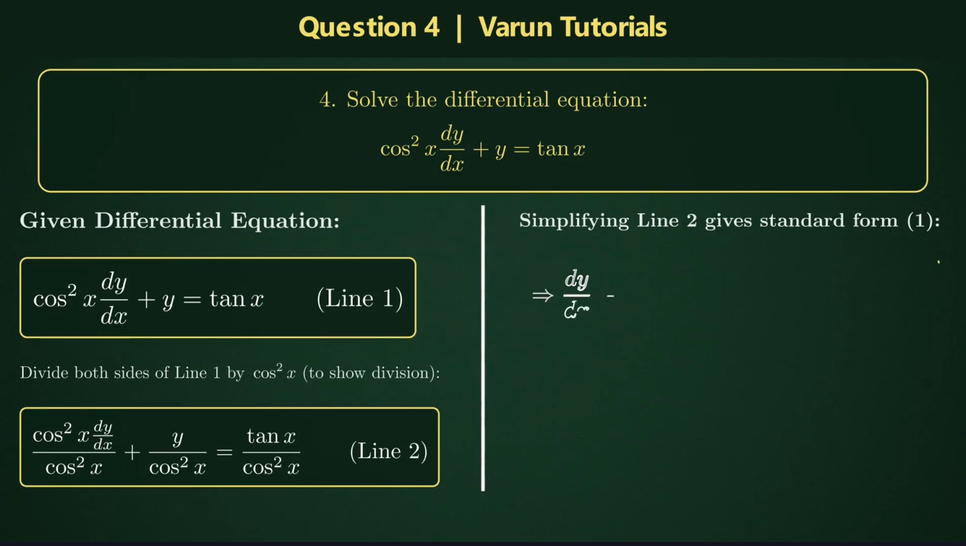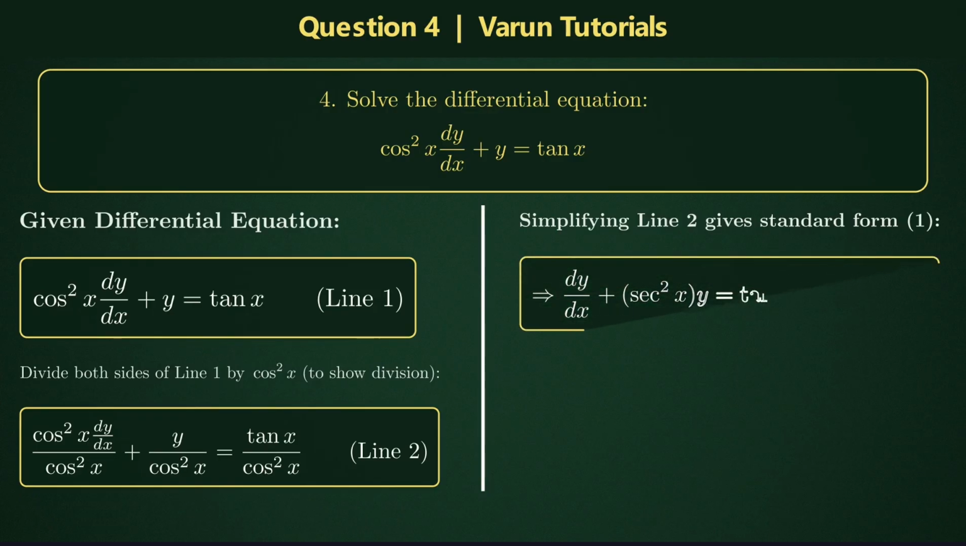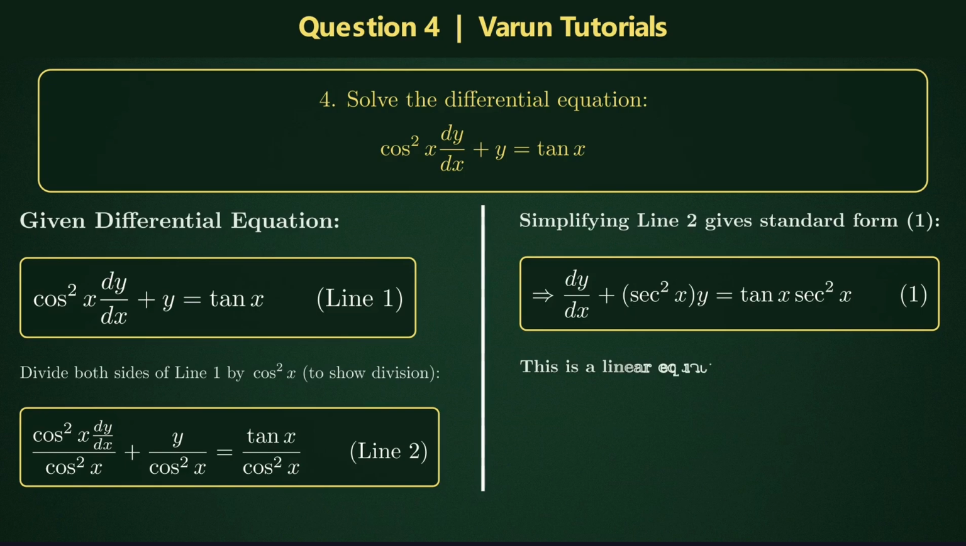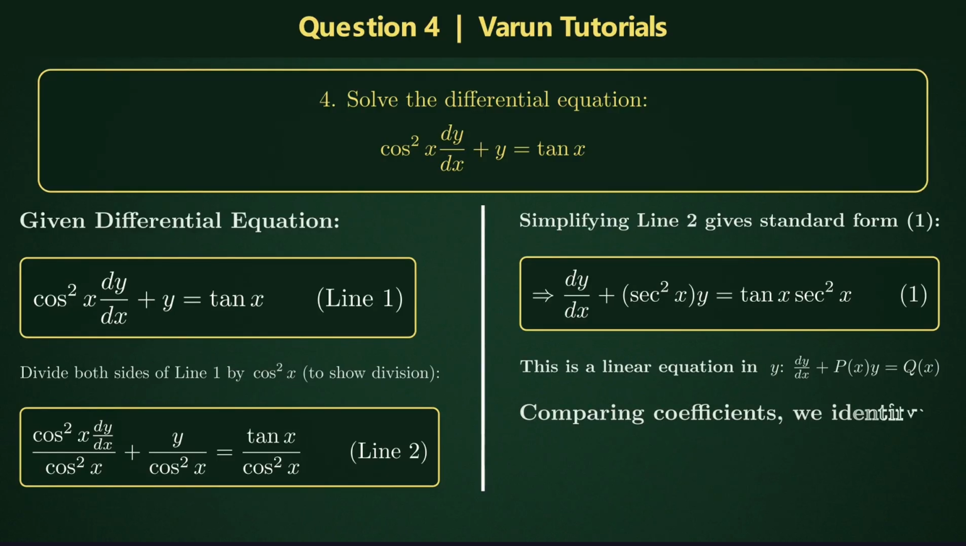This gives dy by dx, plus secant squared of x times y, equals tangent of x times secant squared of x. Let this be equation 1. This is a standard first-order linear differential equation in y, dy by dx plus p of x times y equals q of x. Comparing coefficients with equation 1, we identify p of x and q of x.